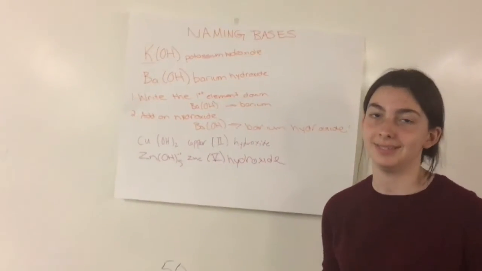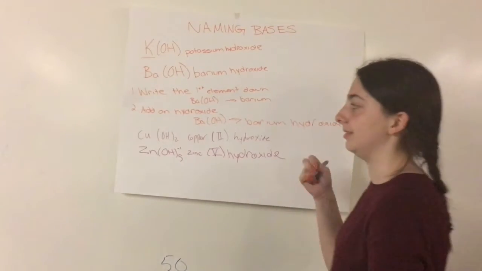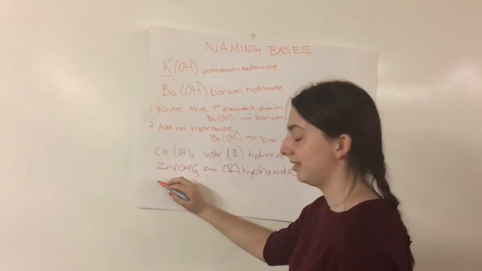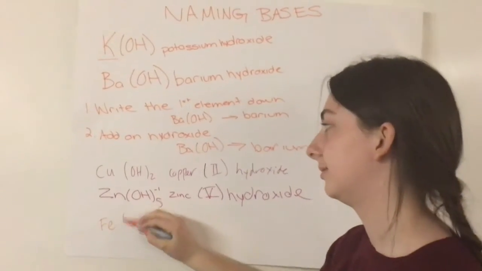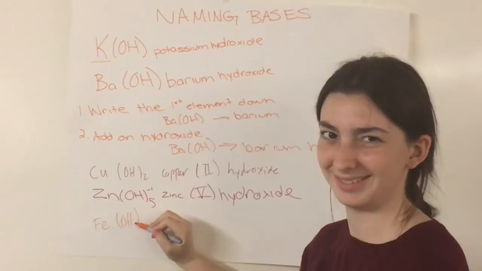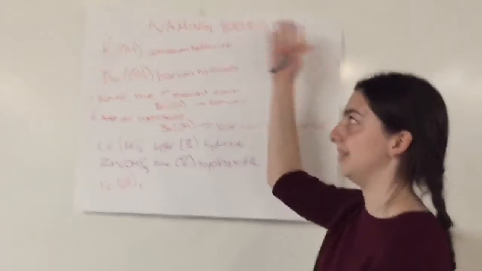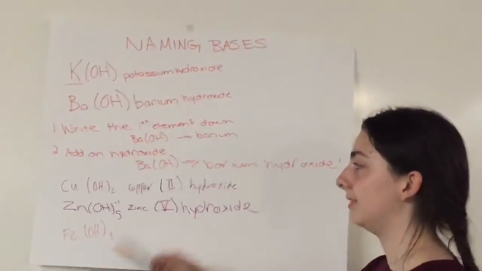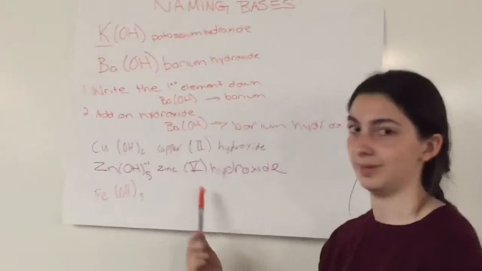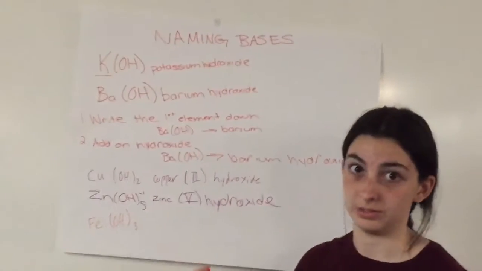Okay, so if you couldn't tell already, it's basically just like naming ionic compounds for naming bases. Pretty easy. So, like one more example, you had iron hydroxide. Iron 3. It's pretty simple. The only complicated part really is the transition metals, because you have to do that Roman numeral. So you gotta look at the charges for that.